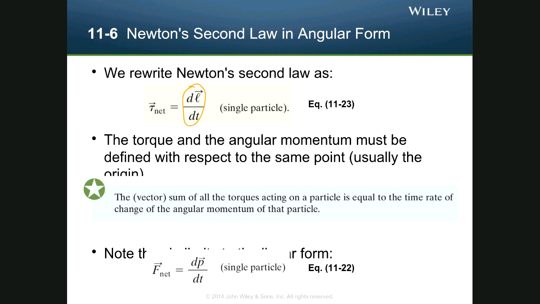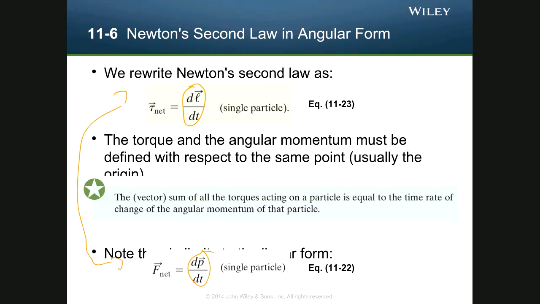So the torque and angular momentum must be defined with respect to the same point, usually the origin, but that's important. You have to set up consistent systems. Origins and things like that can't go all over the place. Everything's got to be a self-consistent system. We already noted the similarity. We already did this derivation and showed how these two were related. So, like I said, you can go back and look at that.